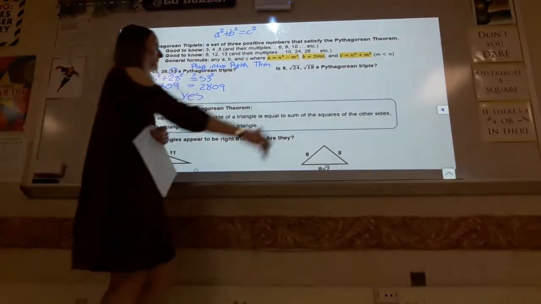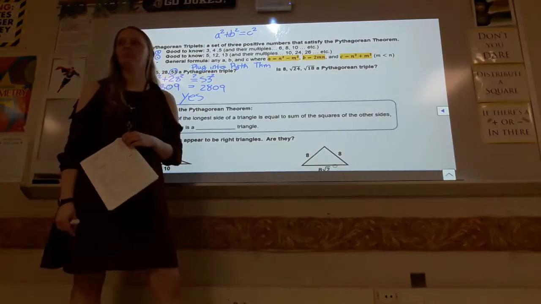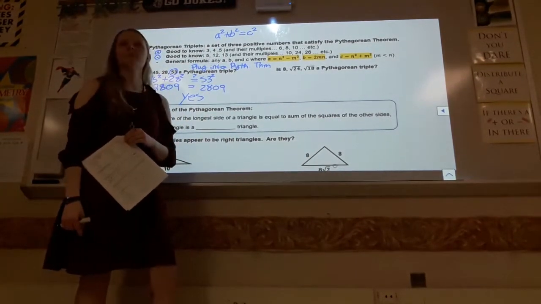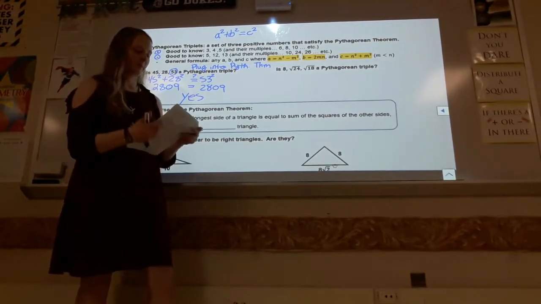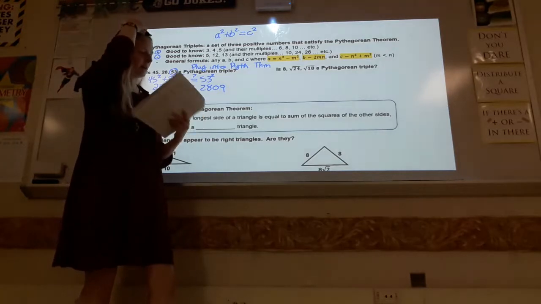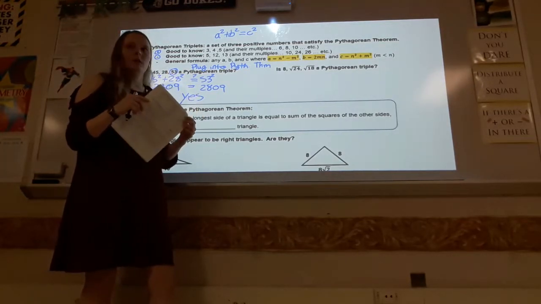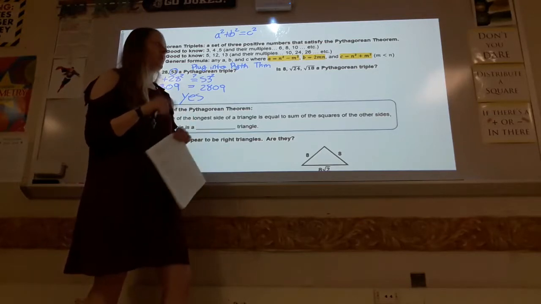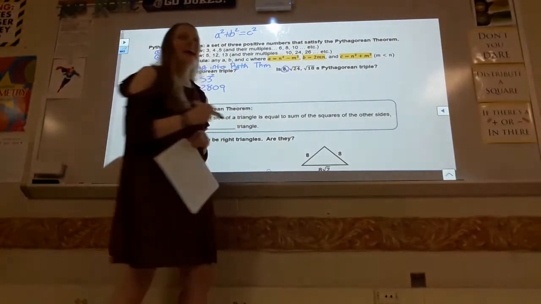Okay? Now we're going to check this one. Which one of these numbers would be c? Which one's biggest? It would actually be 8. Well, actually, check the square root of 24 for me really quick. Yeah, so the square root of 24 is less than 8, right? So I will want to use 8 as my c.